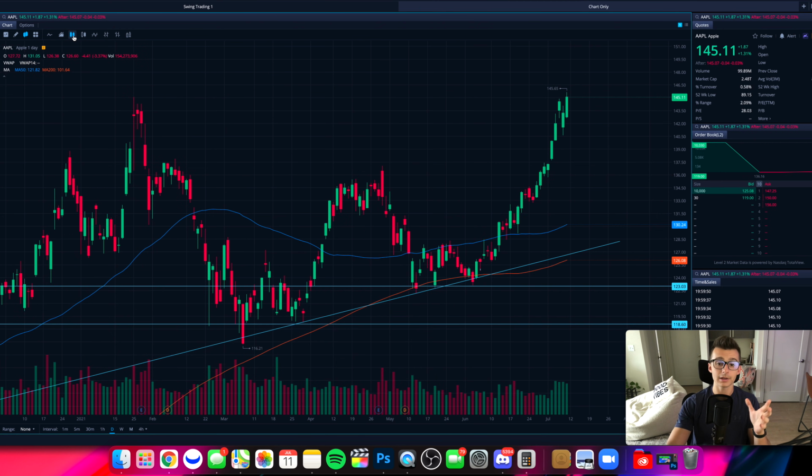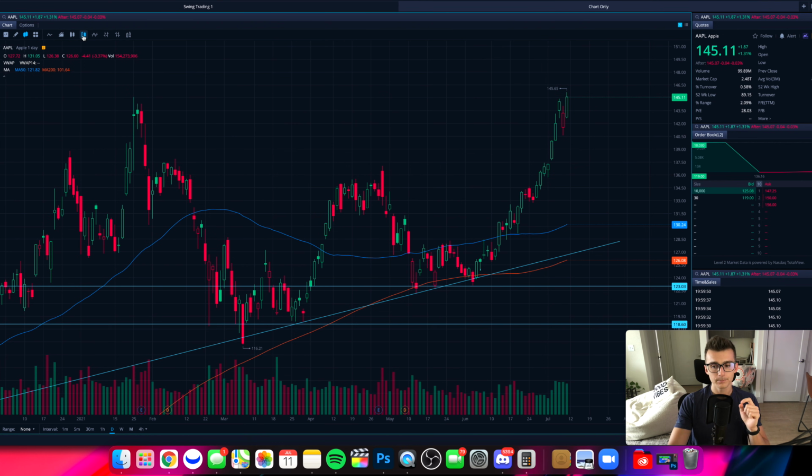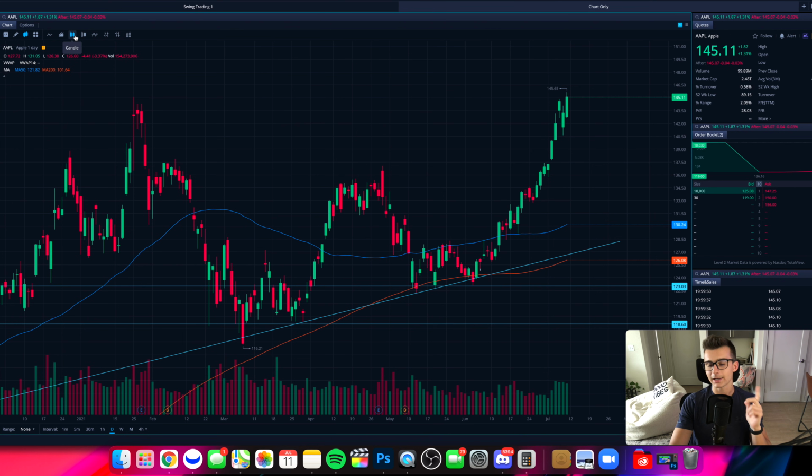Now, for example, here is the regular candlestick chart. This is the most basic form of a candlestick chart. Now, the chart we want to dive deeper into is hollow candles and why this chart is actually more superior than the regular candle chart.